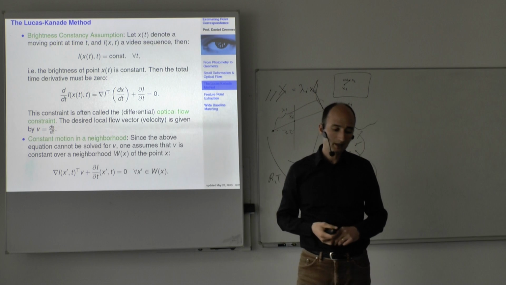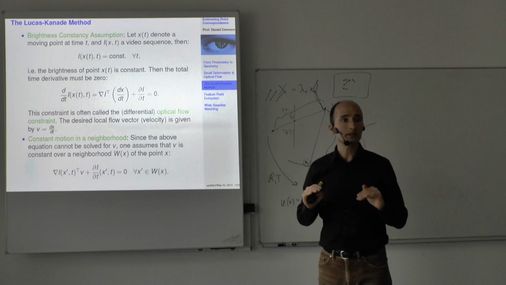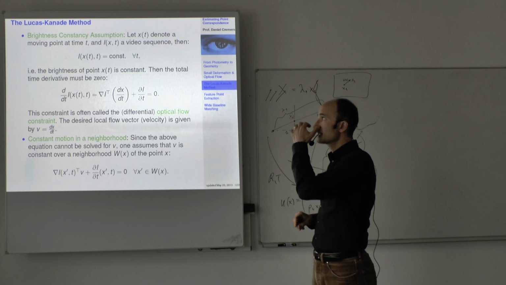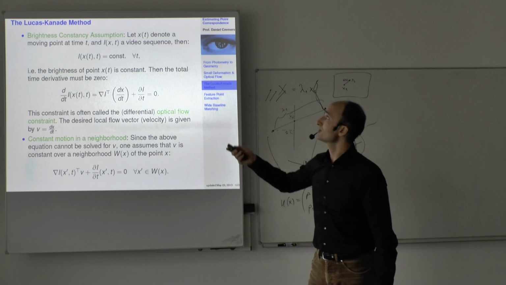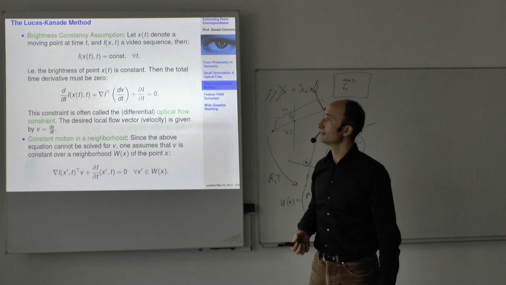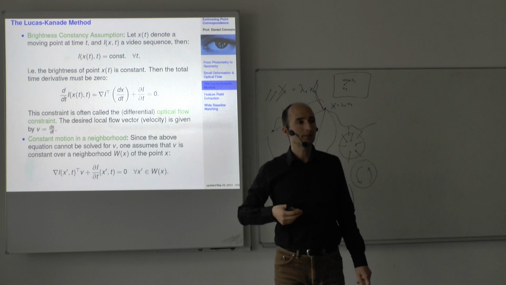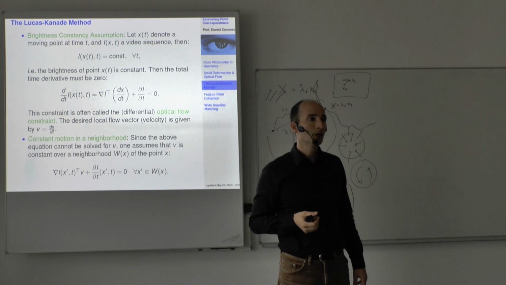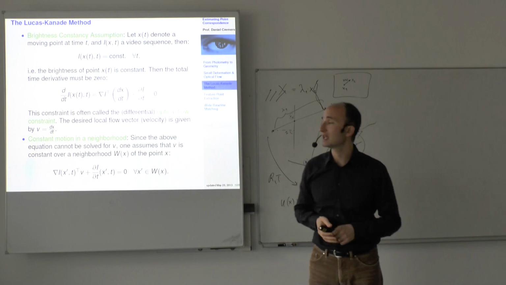Here's the assumption, and in fact Horn and Schunck is not so different from Lucas-Kanade in what assumptions are made. The key assumption in most optical flow algorithms is the assumption of brightness constancy. Brightness constancy may be a little misleading because today we typically work with color images, but then you say color constancy assumption. So it's essentially the same idea.